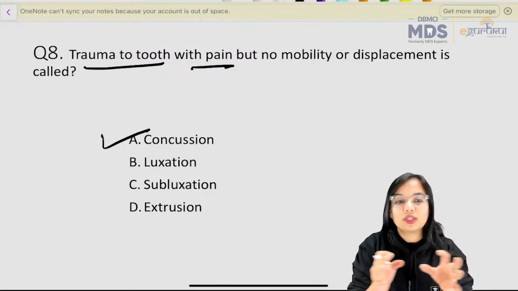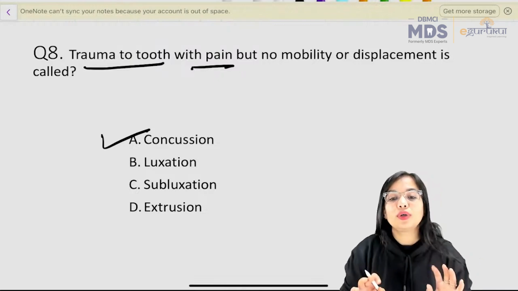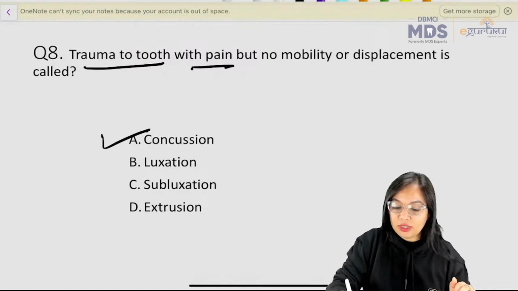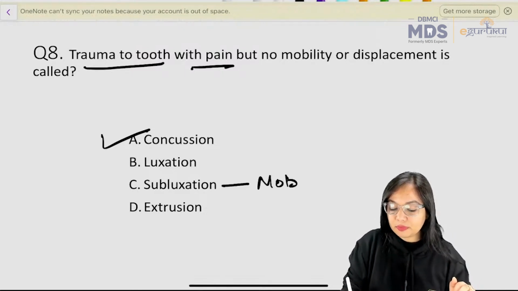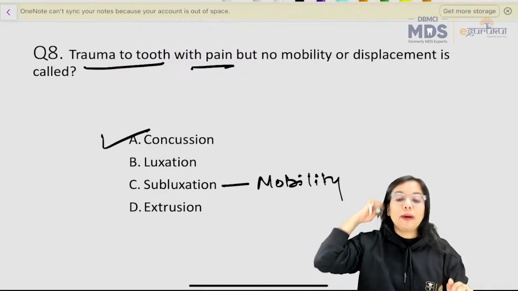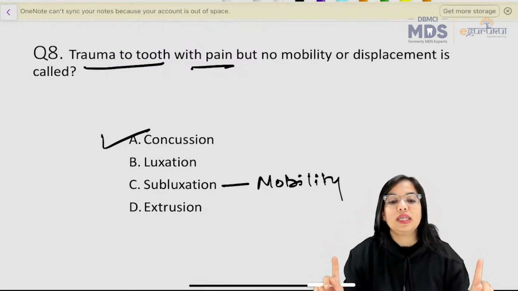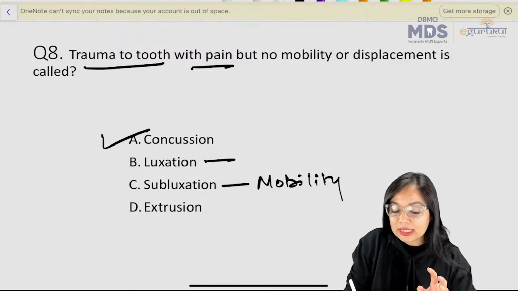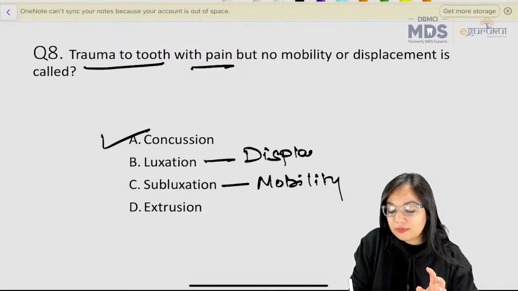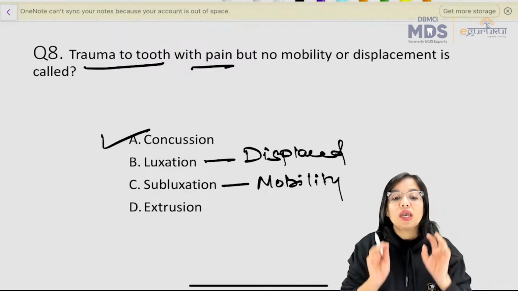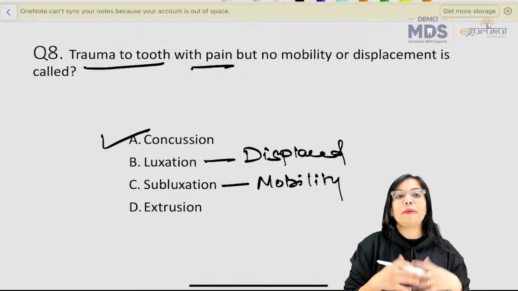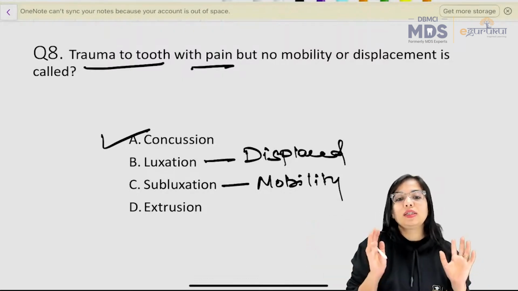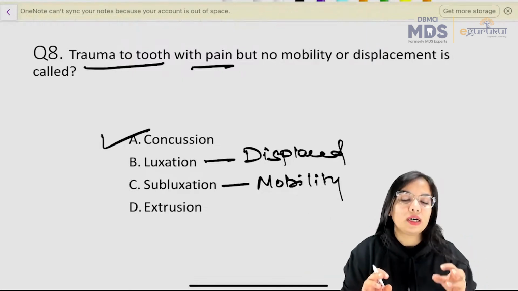Luxation, that means the tooth has moved from its place. Okay, so it will be tender to touch and has increased mobility. So there is mobility over here, but it is not displaced in subluxation. There is bleeding from the gingival crevice, whereas when we talk about luxation, the tooth is displaced. Okay, so it is displaced from its position, and it is usually palatal or lingual or labial, from whatever direction the trauma has occurred, opposite to that direction there will be shift of the tooth.